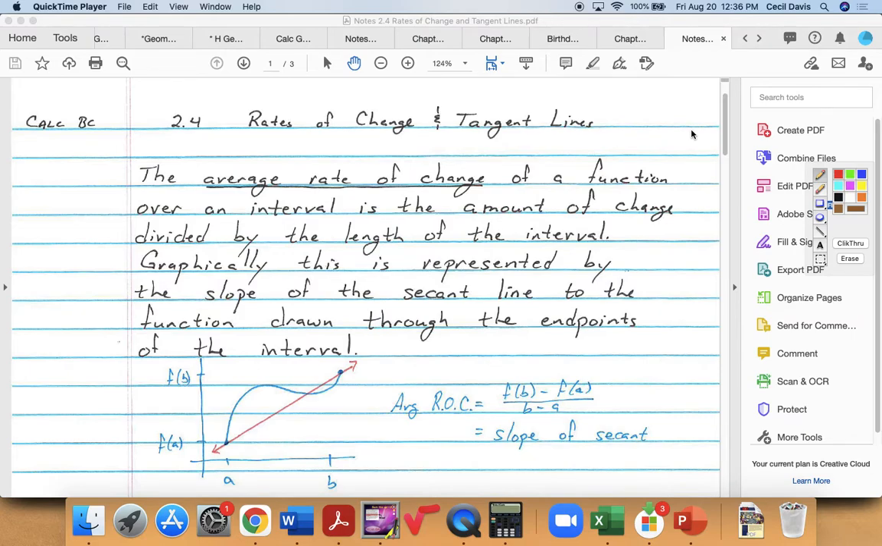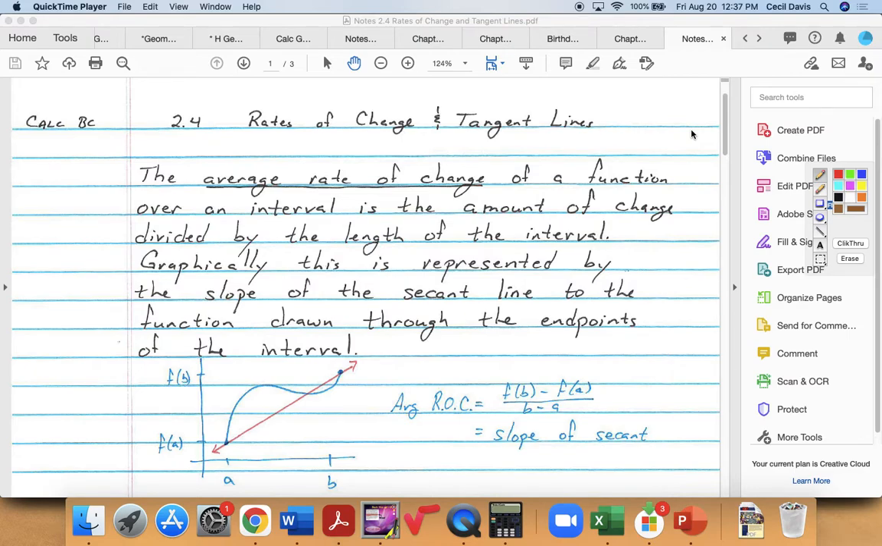So today we're doing section 2.4, rates of change and tangent lines. We've done average rate of change. The average rate of change of a function over an interval is the amount of change divided by the length of the interval. Graphically, this is represented by the slope of the secant line. Secant, remember, is a line that goes through a circle in more than one point. Same thing here, to the function drawn through the endpoints of the interval.